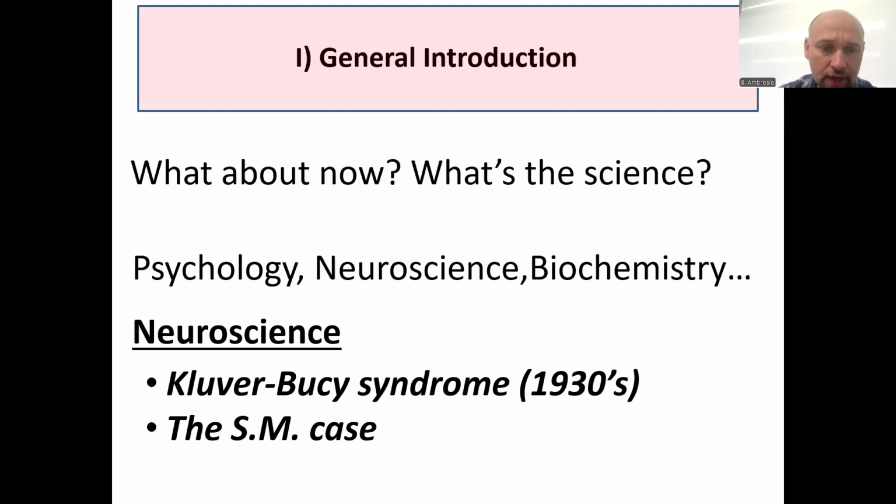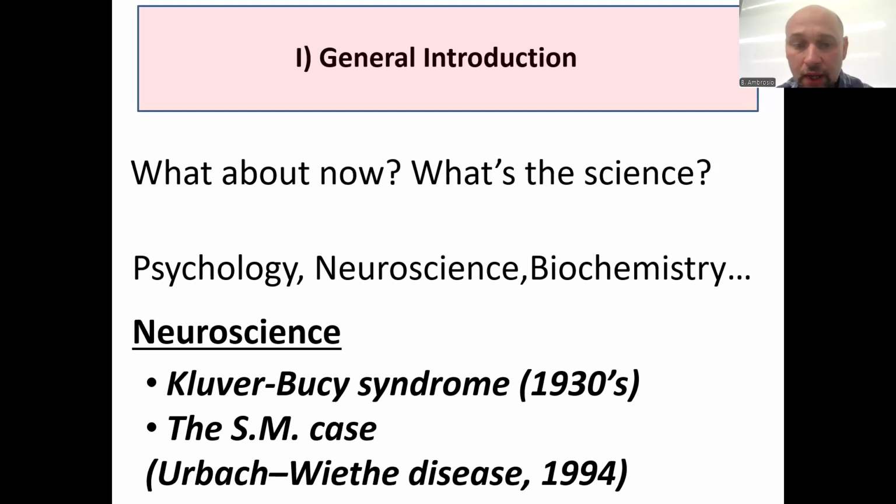Another very well-known case is the SM case. She is a woman, and she has a disease, and with this disease, the amygdala in the brain doesn't work properly, and so she doesn't feel fear because of this disease. Actually, she had some troubles in her life because she would put herself in dangerous situations. And this was evidence that the amygdala was involved in the production of the feeling of fear.